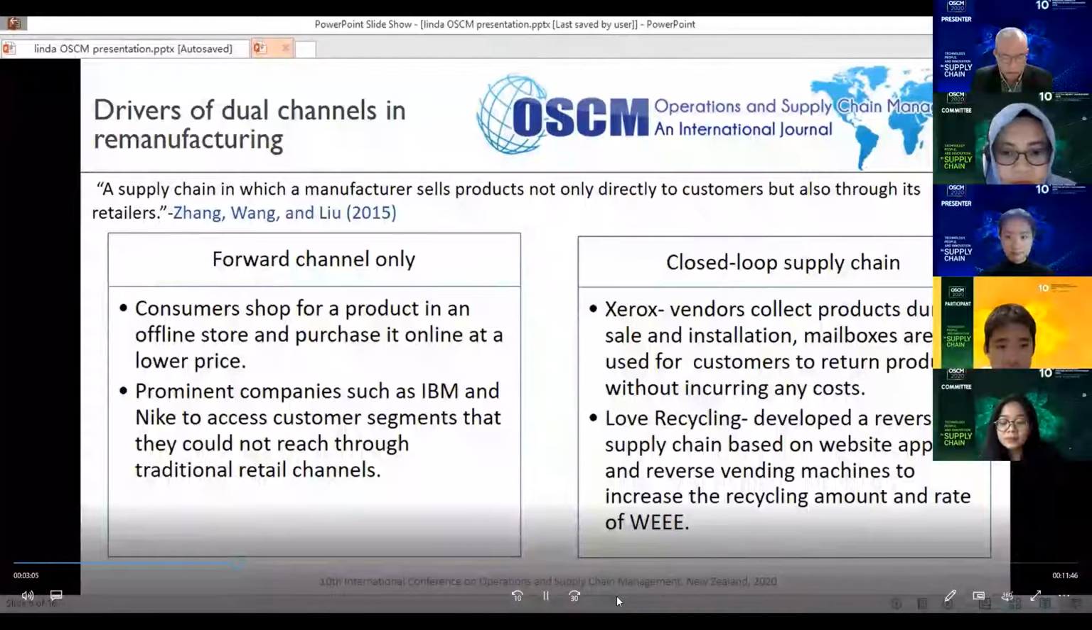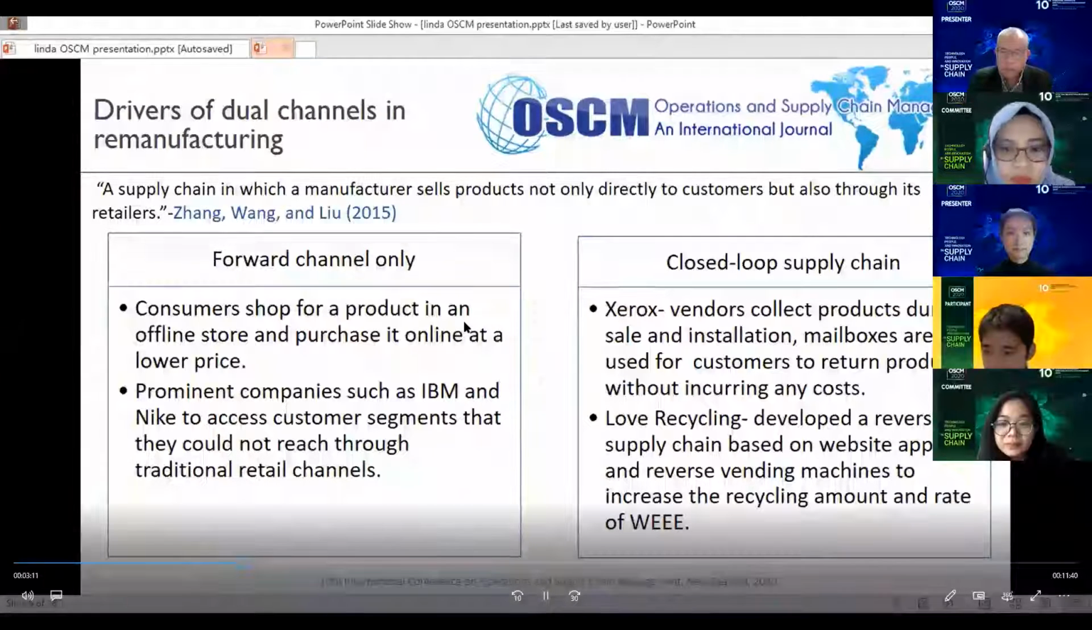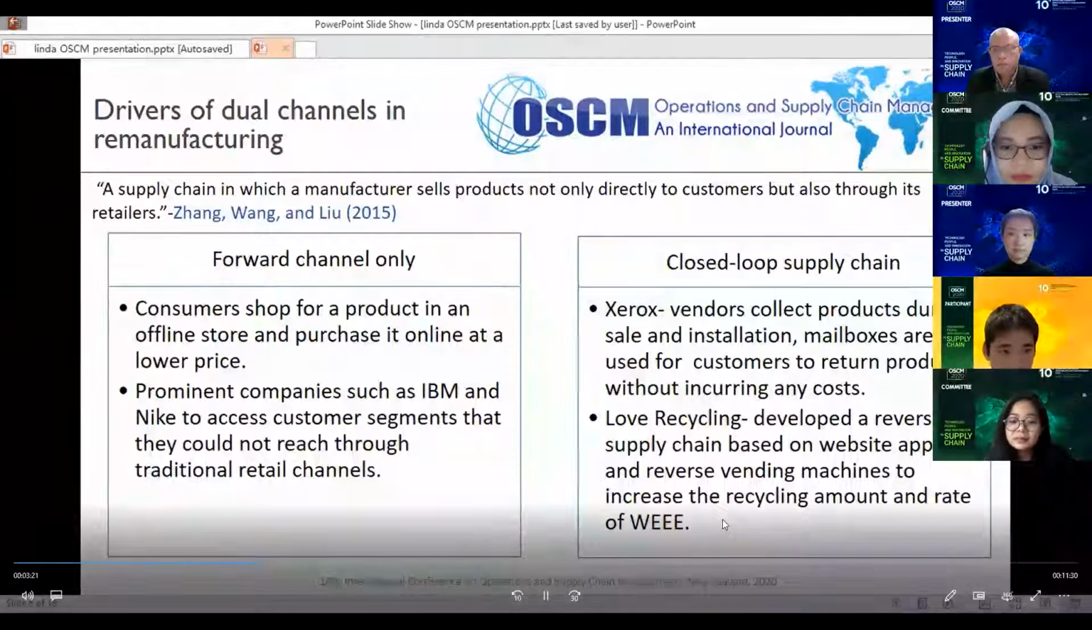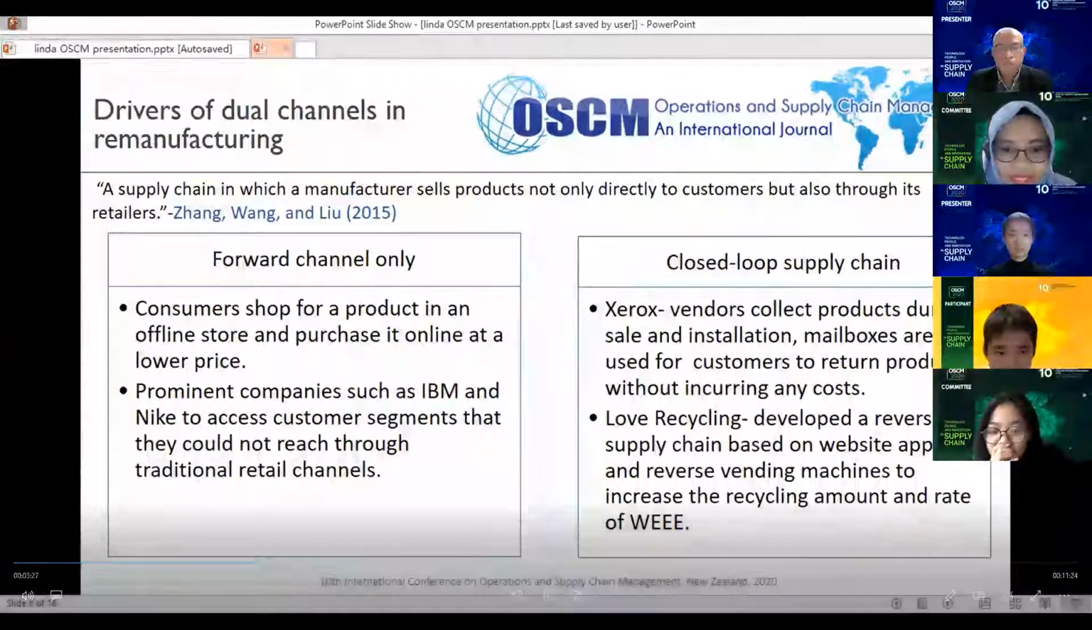At the same time, there was a problem where HP had a problem with their reseller, and the reseller had actually become opportunistic, and they could not distinguish between the new and remanufactured products. So HP had no choice but to sell remanufactured products online while it's selling new products offline.